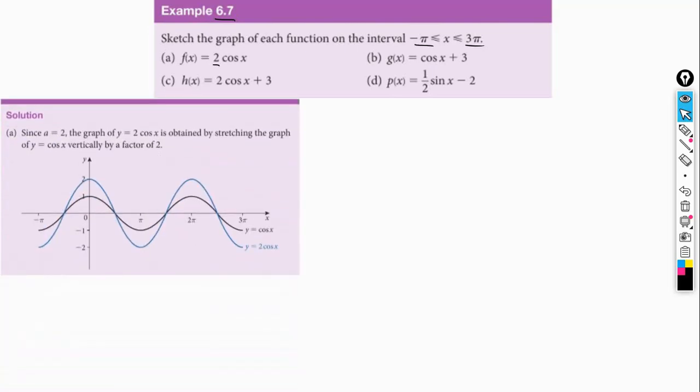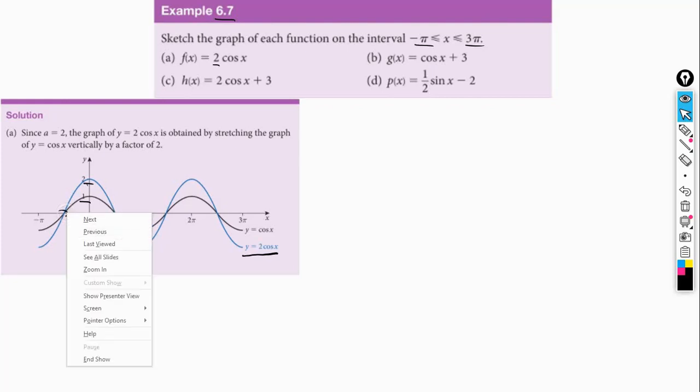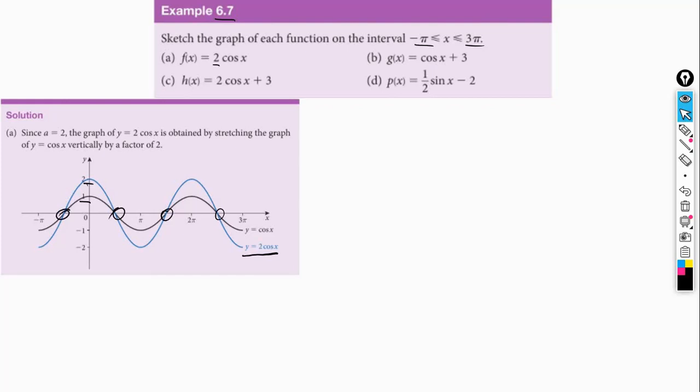So notice that the function in blue is y equals 2 times cosine of x, and the only thing that has been affected is the amplitude. So instead of going through 1 at x equals 0, it's going to go through 2. And all the other aspects of the function remain the same. Notice that it intersects the x-axis at the same points, but it is stretched by a factor of 2.